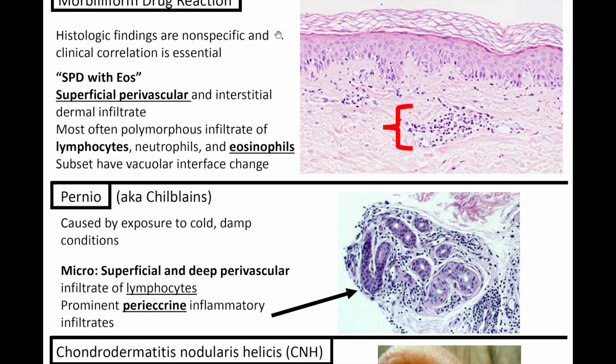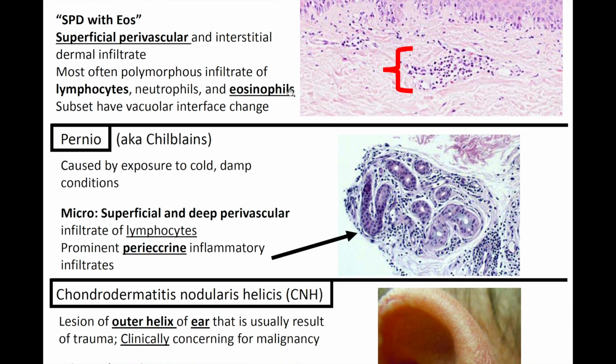Next up, we've got morbilliform drug reaction. So the histologic findings are non-specific and clinical correlation is essential. Basically, it's also known as SPD with EOs. And you can have superficial, perivascular, and interstitial dermal infiltrate, as seen here. Most often, polymorphous infiltrate of lymphocytes, neutrophils, and eosinophils. And a subset have vacuolar interface change.